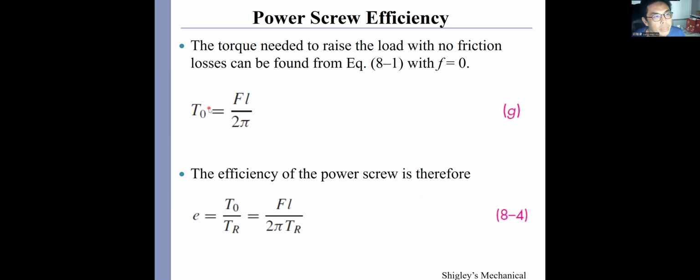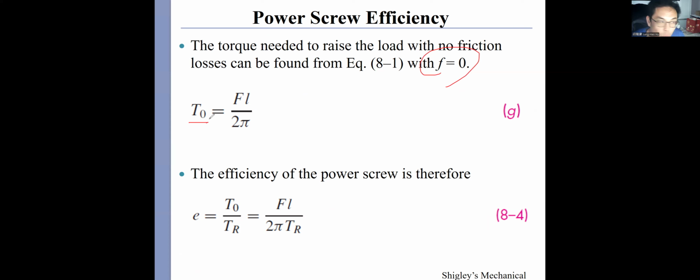Okay, so what's the efficiency of the power screw? The torque needed to raise the load with no friction losses can be found. So the torque needed to raise the load without friction loss. Okay, that means the friction coefficient equals 0. Oh, that means we get 100% efficiency of the torque, right?